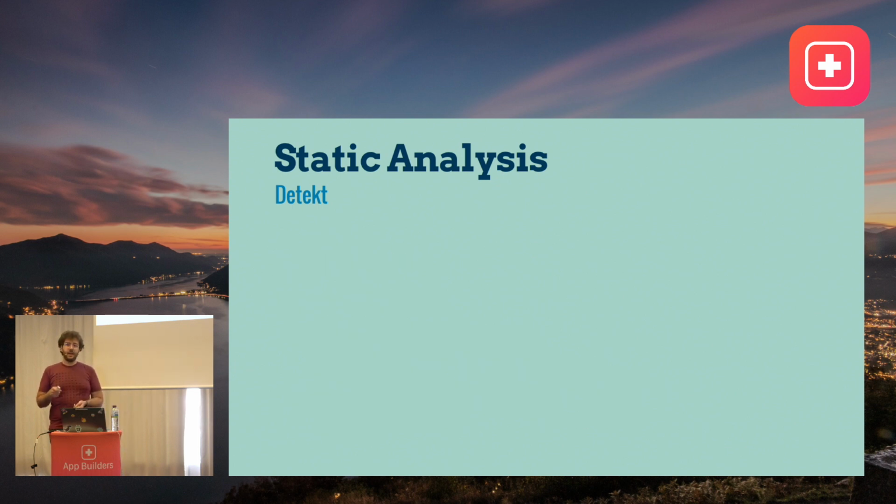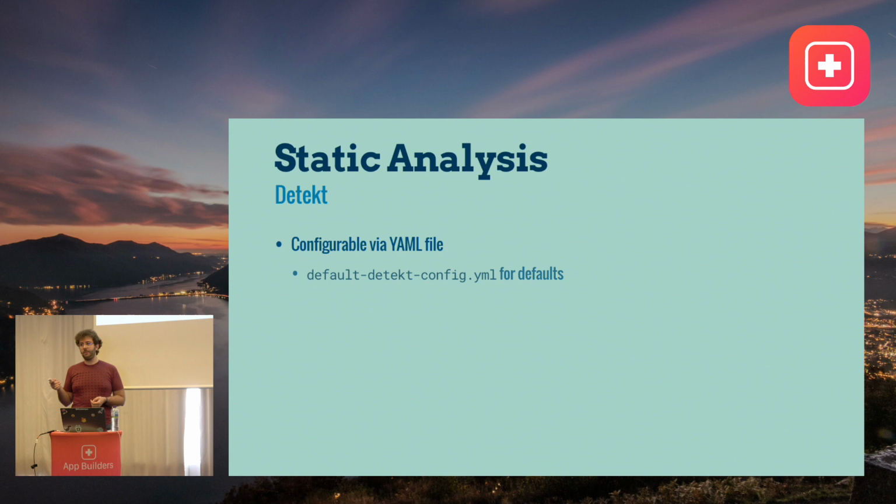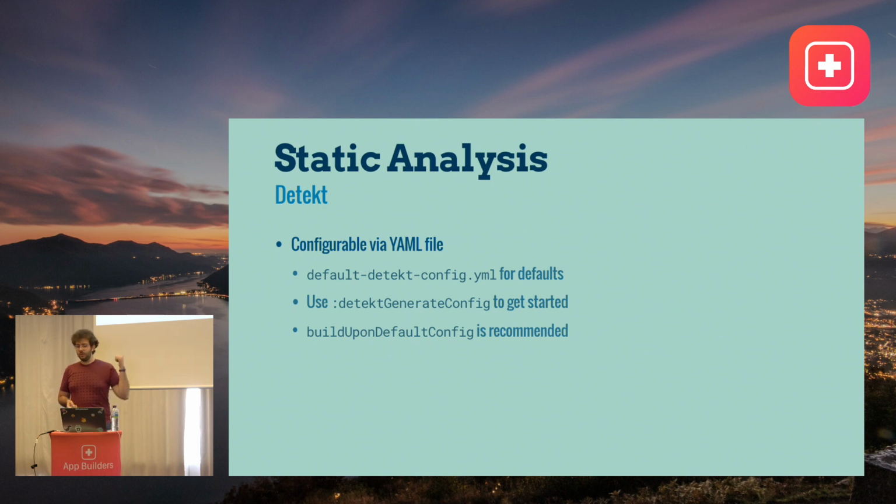Contrary to KTlint, detekt is configurable in depth. There's a YAML file that contains the whole configuration. There's a default file that you can find in the detekt repository, or you can also use a Gradle task that the detekt plugin creates, which is detektGenerateConfig. That's going to write out a YAML file with all the defaults for you. My personal recommendation is to use that, which is buildUponDefaultConfig.